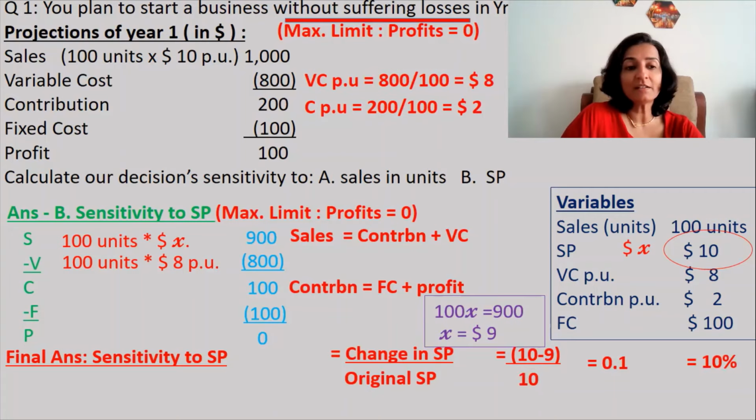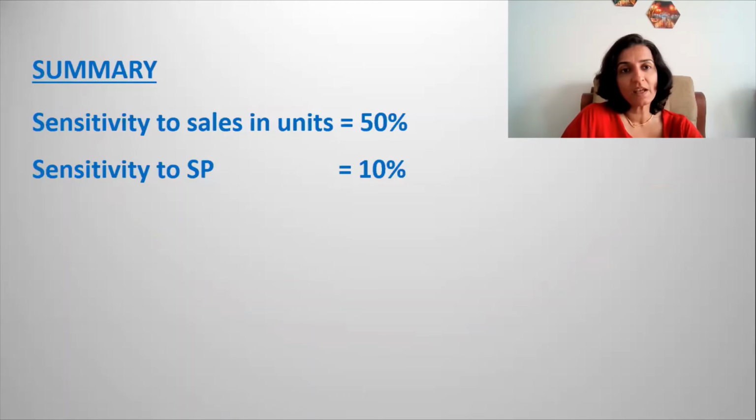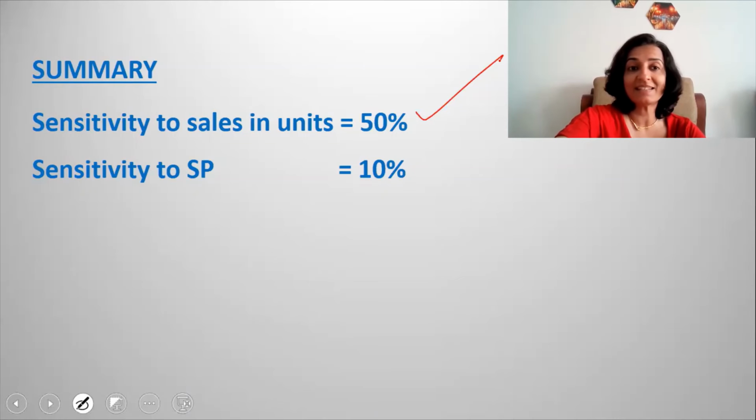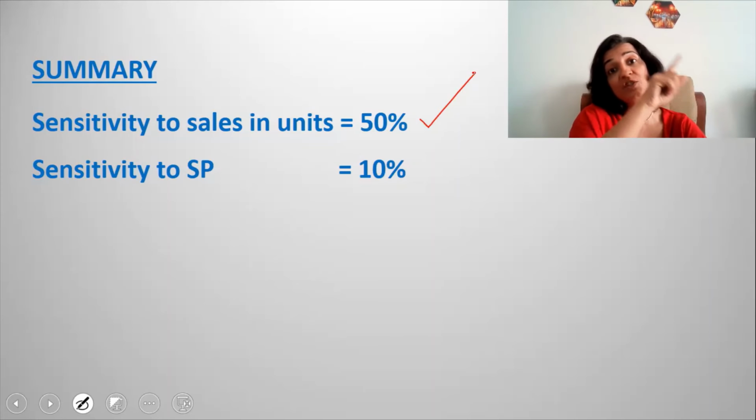So let's write the final conclusion. If selling price reduces by more than 10%, our decision of starting the new business will have to be reversed. So as a summary, the sensitivity to sales in units is 50% and sensitivity to selling price is just 10%. That is, only if the sales in units drop by more than 50%, we are in a soup. But if the selling price drops by just more than 10%, then we are in soup. That is, we will end up in a loss.